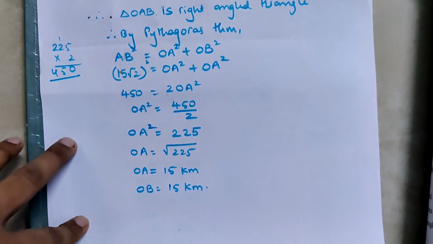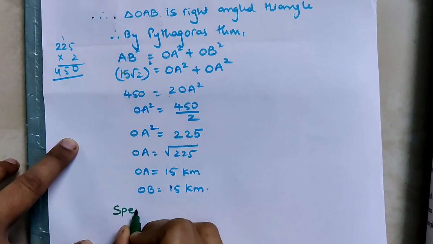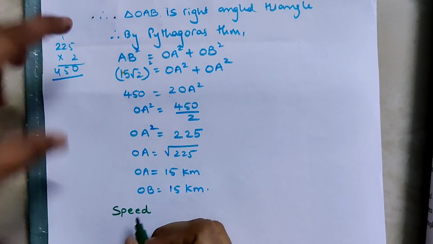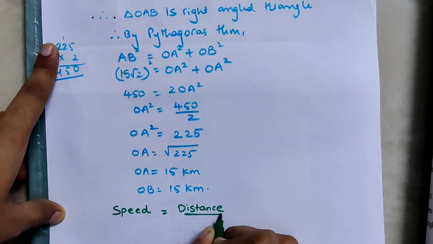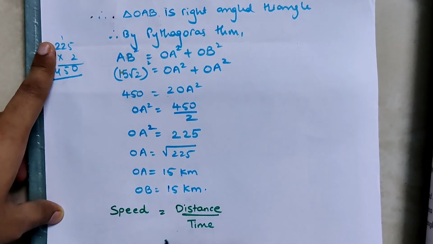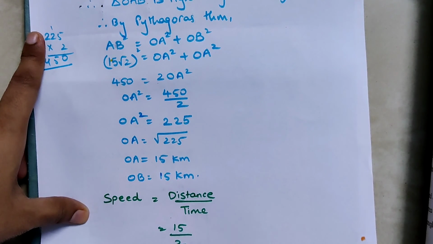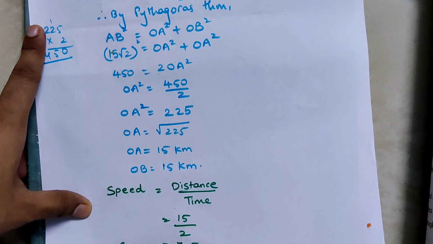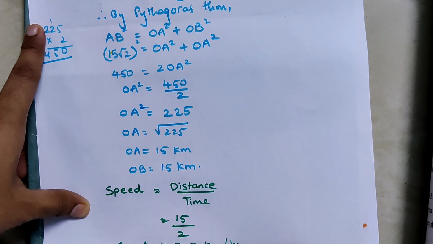Now since we have found the distance, we have to find the speed per hour. I told you the formula just now above. Just now I said distance upon time. So just substitute the values. That means 15 upon 2, that is 7.5. So what was their speed per hour? 7.5 kilometers per hour. Okay.